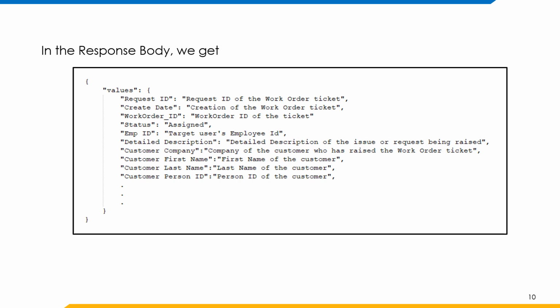Employee ID. This attribute specifies the target user's employee ID. Detailed description. This attribute specifies the detailed description of the work order ticket being raised. Customer company. This attribute specifies the company of the customer who has raised the work order ticket. Customer first name. This specifies the first name of the customer. Customer last name. This specifies the last name of the customer. Customer person ID. This specifies the person ID of the customer.